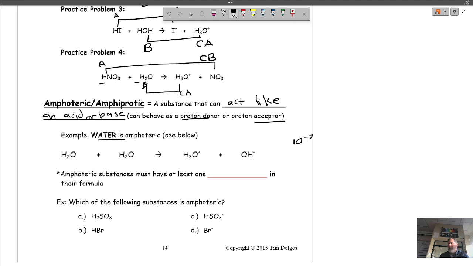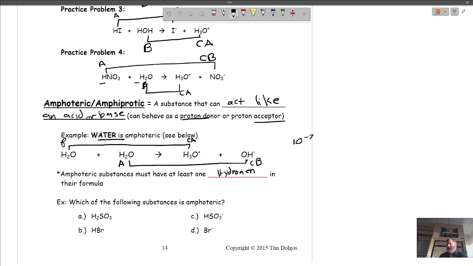And let me just explain this one more time. We look at the water, we connect it to either one, it doesn't matter which one, because they're both identical on the left. But on the right, we have to realize this water molecule is gaining a proton, so it's a proton acceptor, so it's a base. And that means this must make it a conjugate acid. And if that particular water molecule was a base, this one must act as an acid because it donated a proton, which means it's connected to a conjugate base. Now, an amphoteric substance must have at least one hydrogen in the formula, which hopefully makes sense.